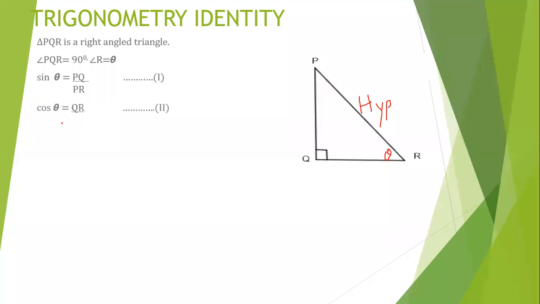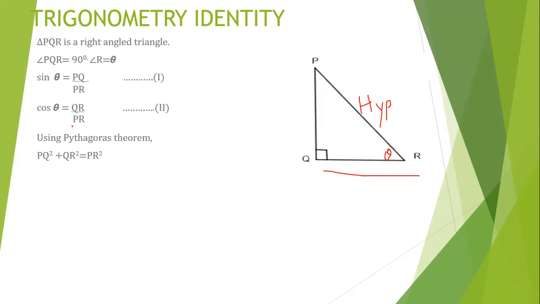Then let us find cos theta also. The formula for cos theta is adjacent side of angle theta upon hypotenuse. So here we have theta, so the adjacent side is QR and the hypotenuse is PR, right? Now, since it is a right angle triangle, we can apply Pythagoras theorem. And what is the statement of Pythagoras theorem? It is hypotenuse square is equal to one side square plus other side square. So in this, the hypotenuse is PR, so we will get PR square is equal to PQ square plus QR square.